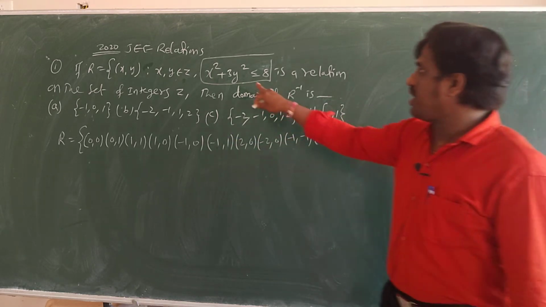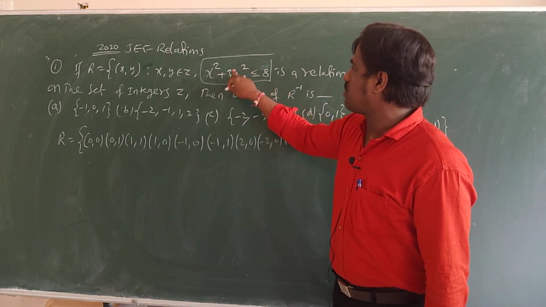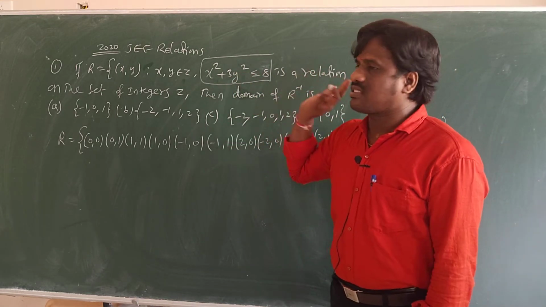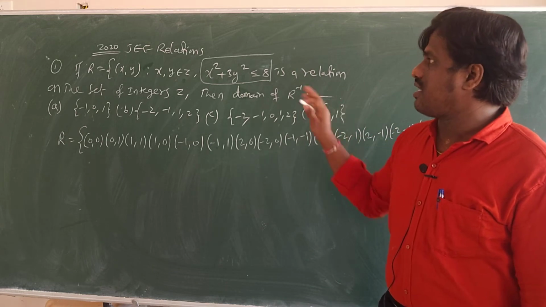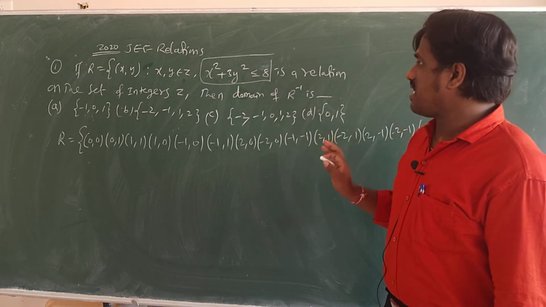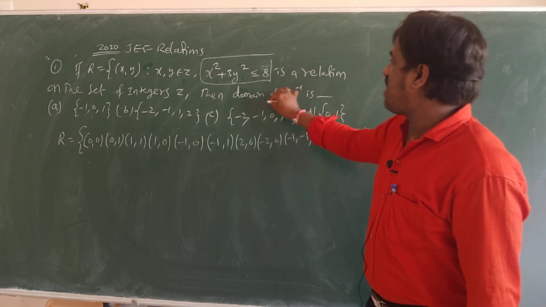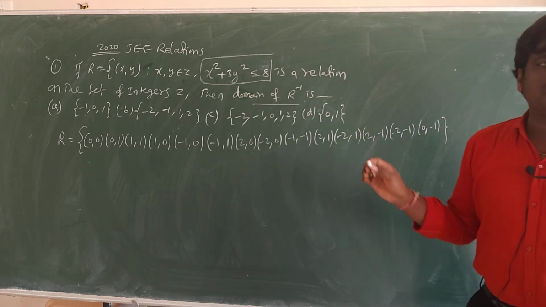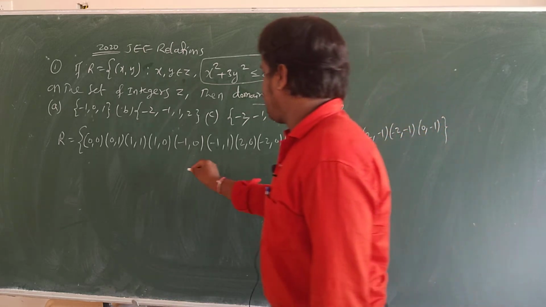We cannot take 2 here. 2 square will be 4, 4 3s are 12, greater than 8. So only these ordered pairs will satisfy this condition. This is what we call the required relation. In this relation, it is asking the domain of R inverse. In the previous lecture I explained domain of R inverse is equal to range of R. So we will find the range of R.